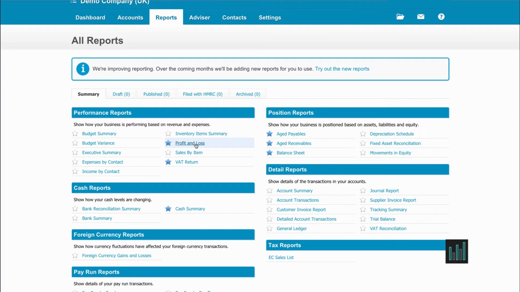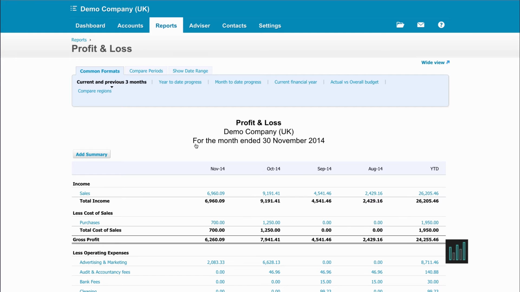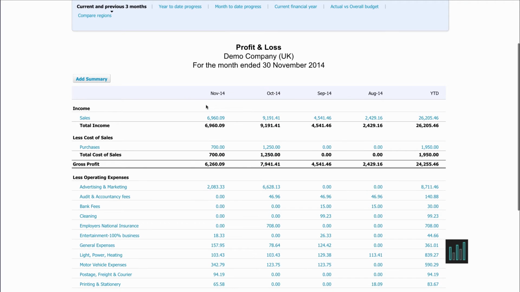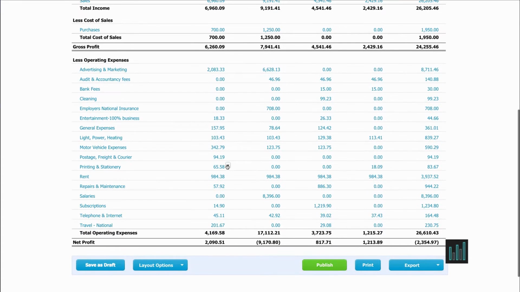So if I click on the profit and loss, the default profit and loss in Xero is the current month and the previous 3 months with the year-to-date balances on the end. But you can see at the top that you can compare different periods, show a different date range, and make the profit and loss look how you want it to look. So we can see all the income, which is what the profit and loss is about, all the income and all the expenses. And the amount at the very bottom is the profit if it's a positive figure, and a loss if it's a negative figure.